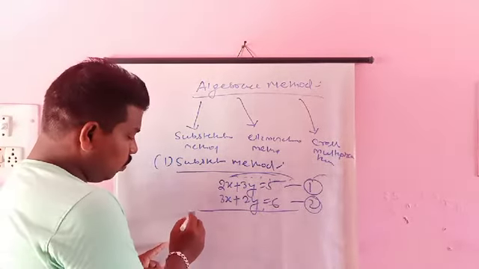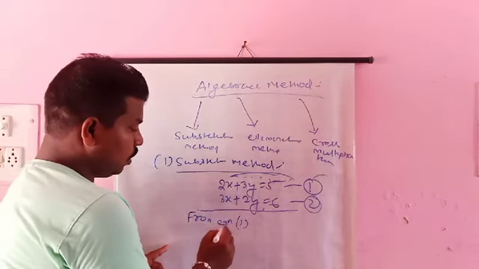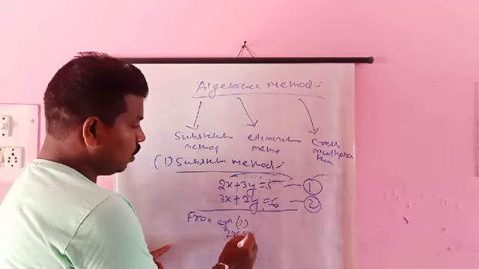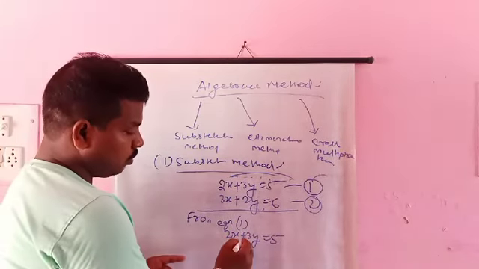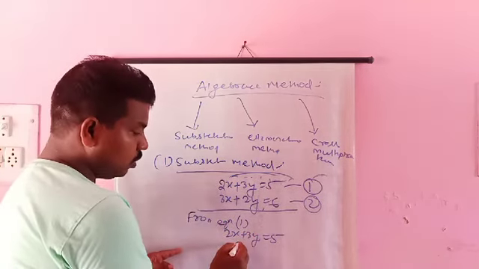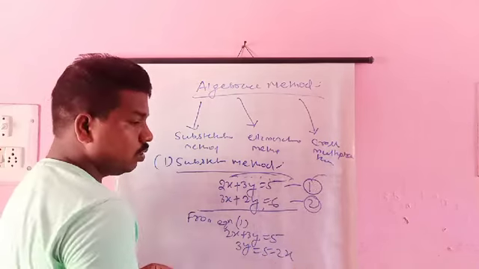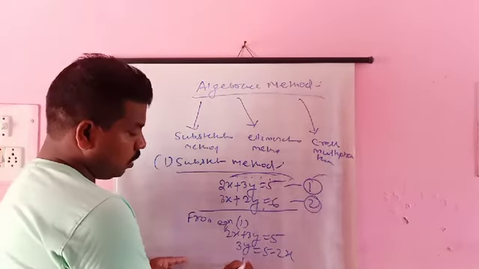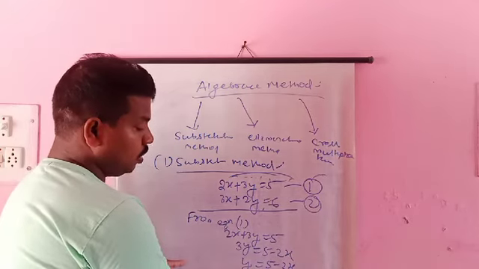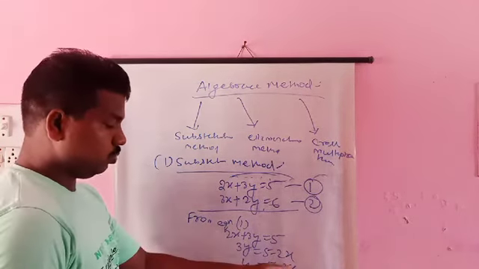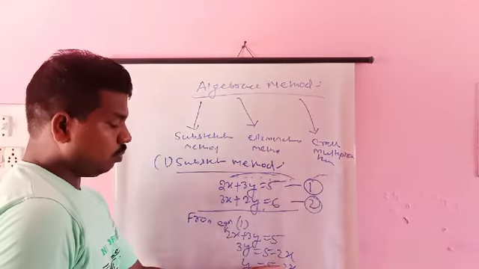Now take equation 1, which is 2x plus 3y equal to 5. If we transform y in the form of x, then 3y equal to 5 minus 2x. That is y equal to (5 minus 2x) divided by 3. So here y is in the form of x.